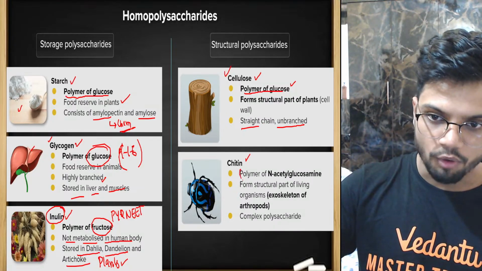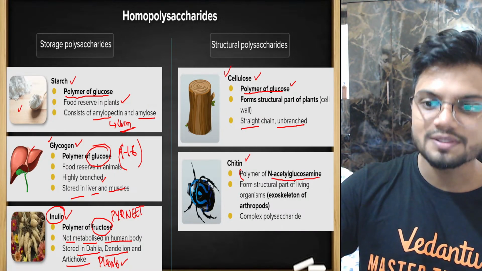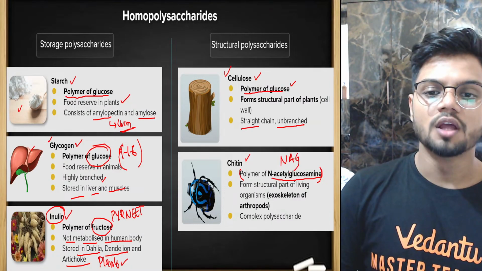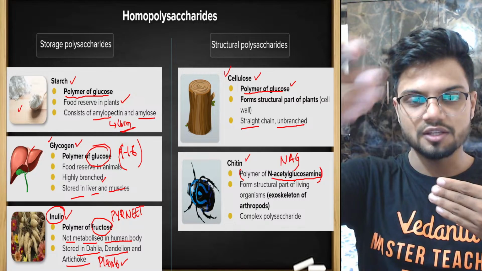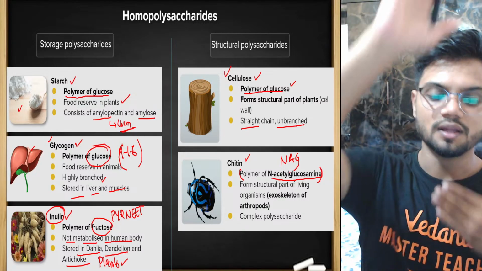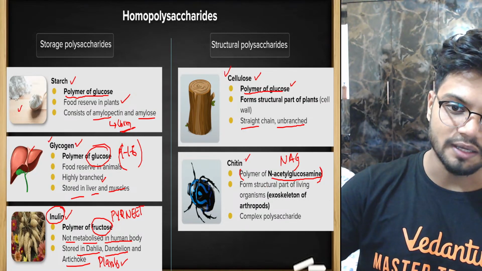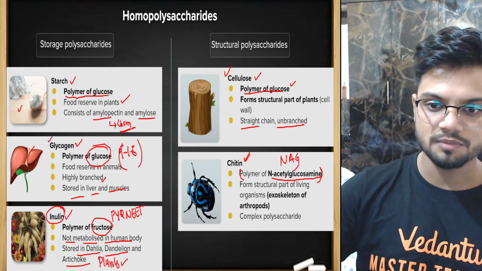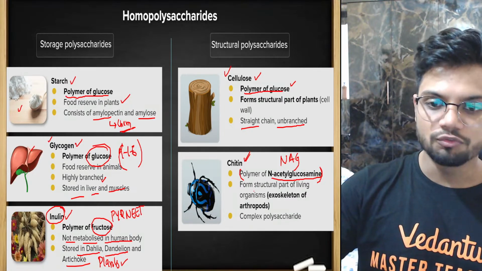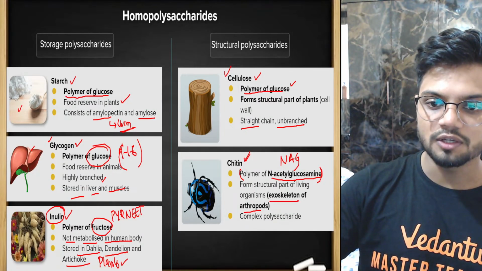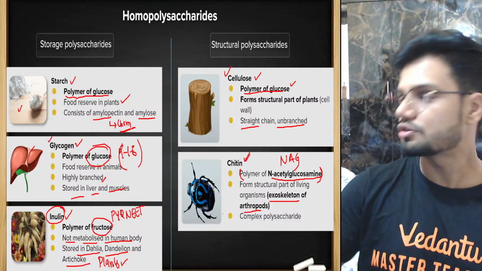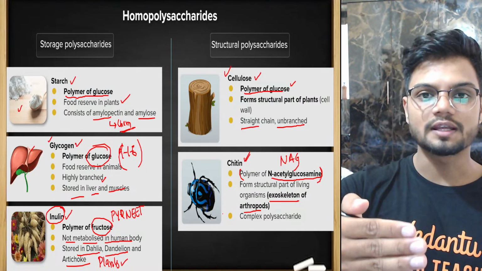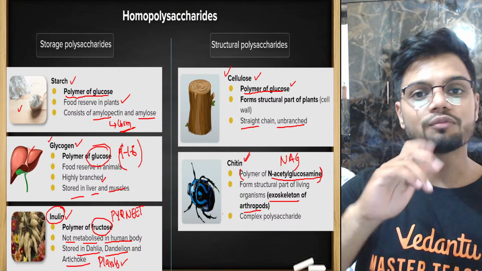Now chitin, a polymer of N-acetyl glucosamine, NAG. A long chain of NAG molecules is what chitin is made up of. And where do you find it? You find it in arthropods, the exoskeleton of arthropods, cockroach basically. In your house, if you look around, you'll see some cockroach. That cockroach has an outer exoskeleton, right? The exoskeleton is made up of chitin.